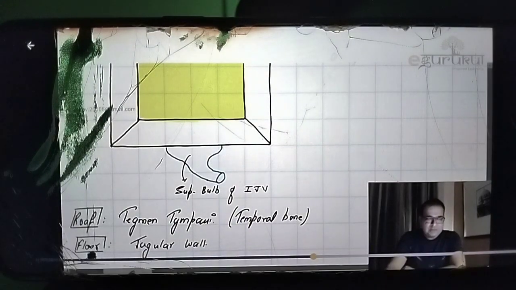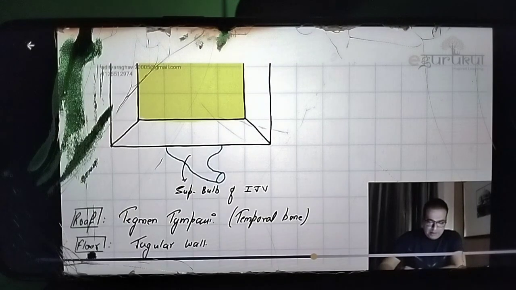One nerve will also come out from the floor. I'll tell you what that is, but let's wait for it. Okay. So I hope you understood that. This is a simple part.